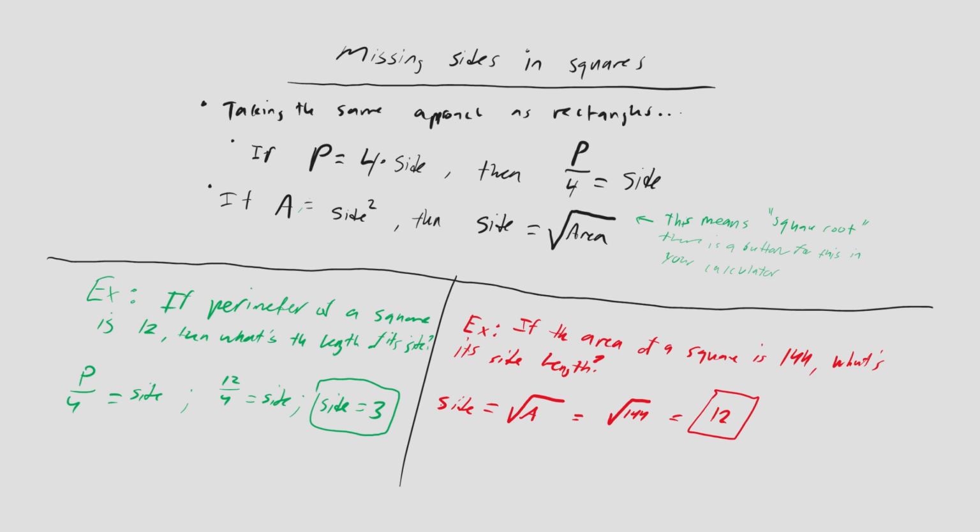So for example, if the perimeter of a square is 12 and I'm asked what the length of its side is, I would divide the perimeter by 4, which is 12 divided by 4, and that would make 3 for the side. If the area of the square is 144, what's its side length? I would take the side length equals square root of area formula. I take the square root of 144, which I'm given, and that would make 12 when I put it in the calculator, so my side length would be 12.